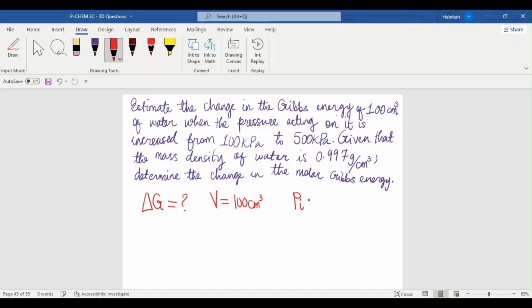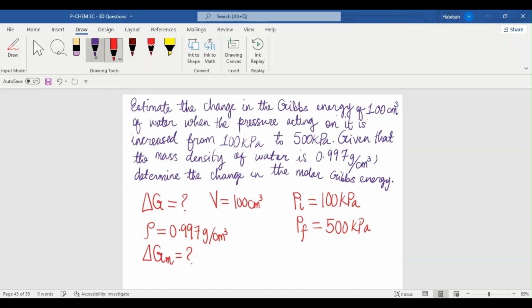So we have "from," meaning there's an initial value for pressure, to 500 kilopascal. So there's a final pressure value, so that will be 500 kilopascal. Given that the mass density of water is 0.997 gram per cm cube, so mass density, or basically density, is 0.997 gram per cm cube. We're also told to determine the change in molar Gibbs energy.